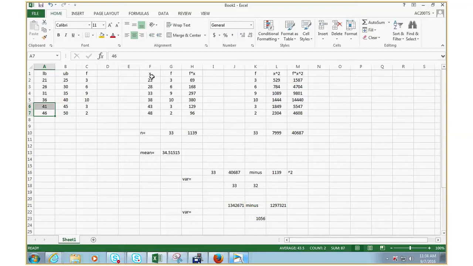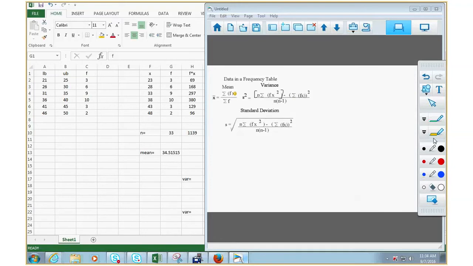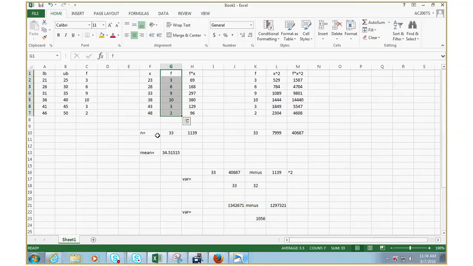Now you've got X, and you've got F. So let's go back to our formula. Okay, X and F. We got X, we got F, we got all those. We got F right here. What's N? The total of what? F. So let's go back here and find N. And there's N. What is N? It's the summation of what?